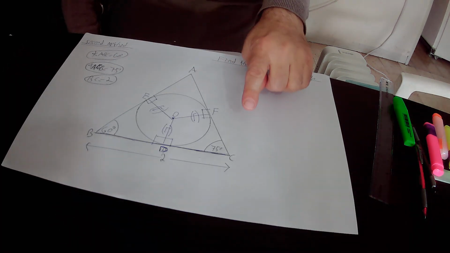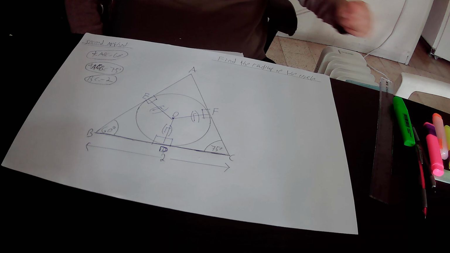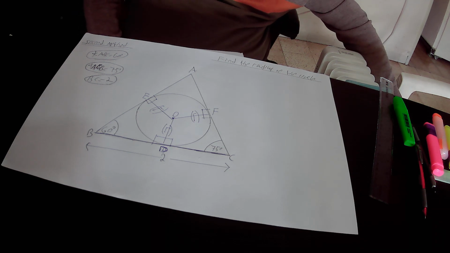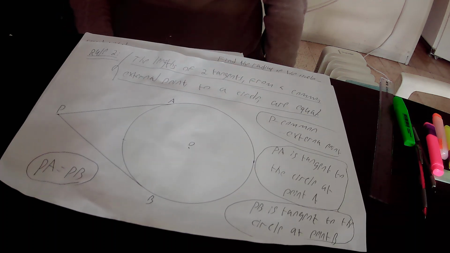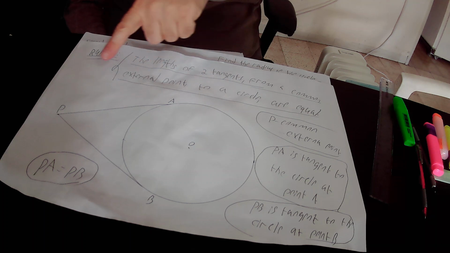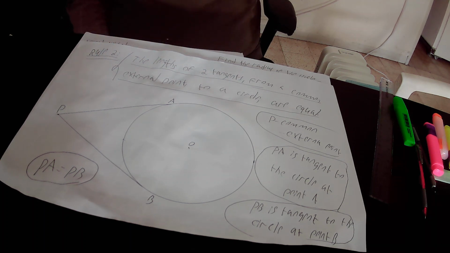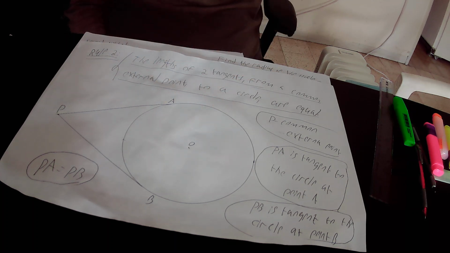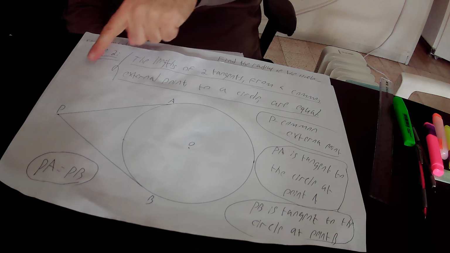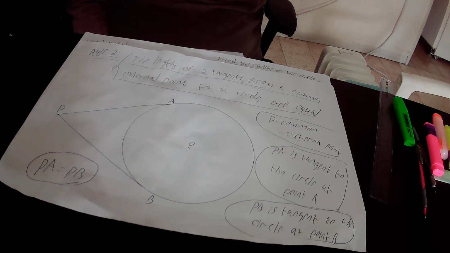In the next step, we focus on the common start point C. Here we can actually implement rule number 2. According to rule number 2, the lengths of two tangents from a common start point to a circle are equal. We have a circle and the common start point P. From the common start point P, we have two tangents to this circle, tangent PA and tangent PB. And according to this rule number 2, they are equal to each other. That is to say, PA equals PB. We can actually implement rule number 2 in our drawing.